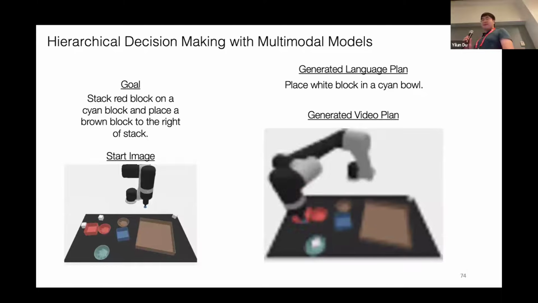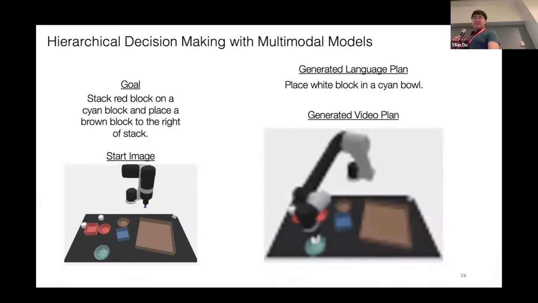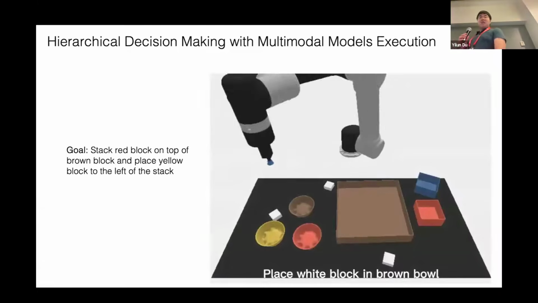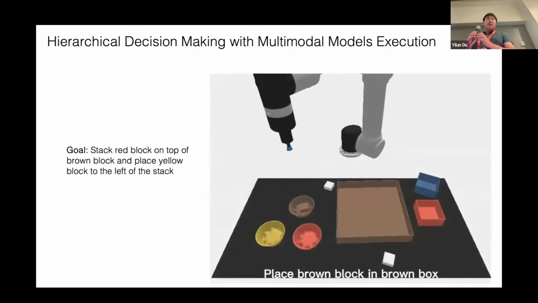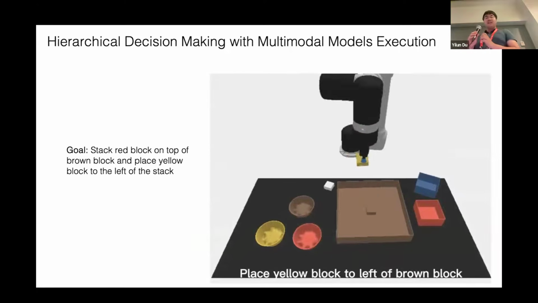So if you try to jointly optimize the language model, video model, and action model so that all three can get a consistent plan, you can actually combine them in a zero-shot way to accomplish this overall task, where we want to stack a red block on top of a brown block and place a yellow block to the left of the stack.